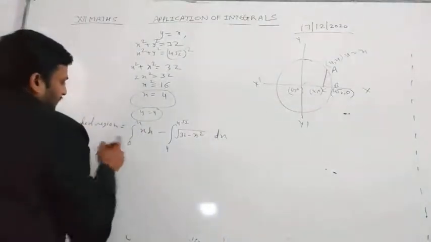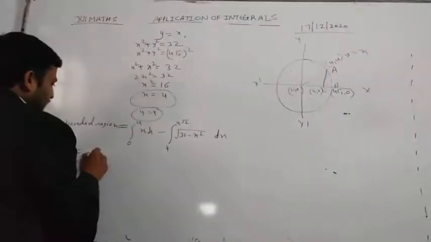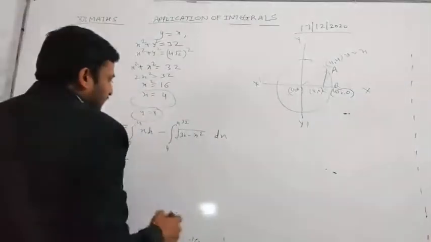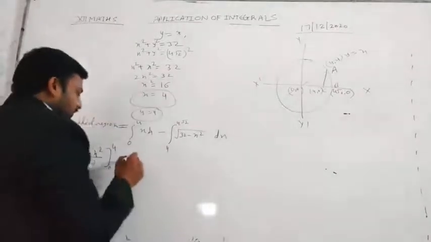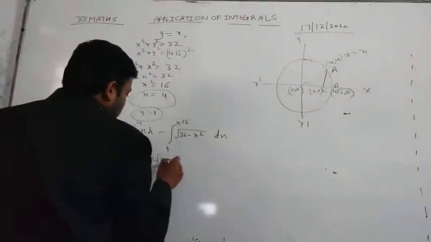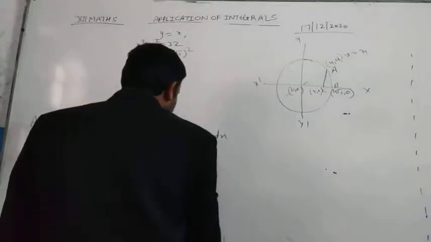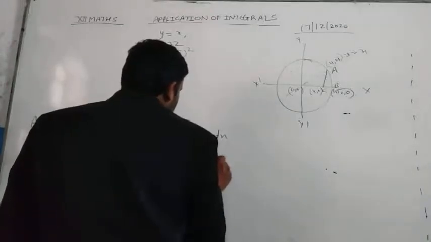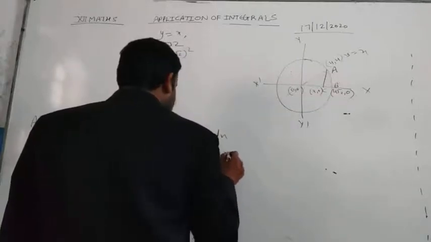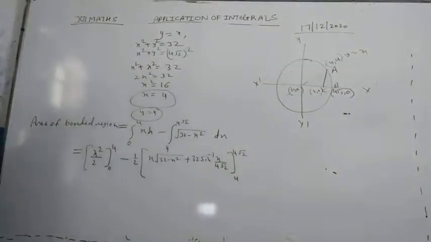Okay, now we can integrate this. So we get x square by 2, this is from 0 to 4, and here it is a square minus x square. So this will be 1 by 2 x under root 32 minus x square plus a square by 2, that is 32 by 2, sin inverse x by a. A is 4 root 2, from 4 to 4 root 2.